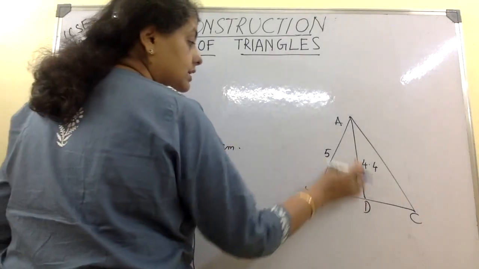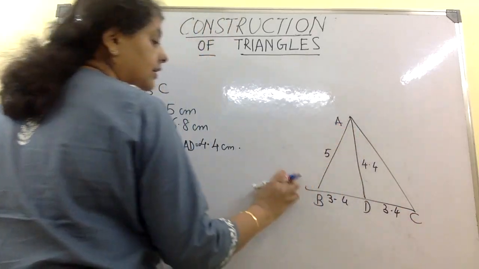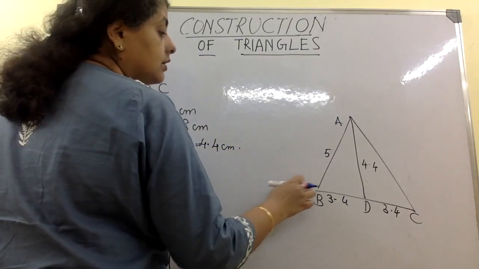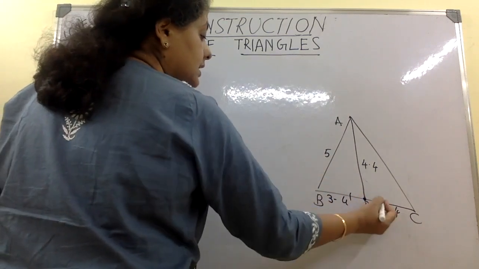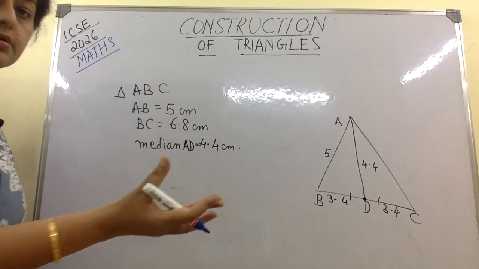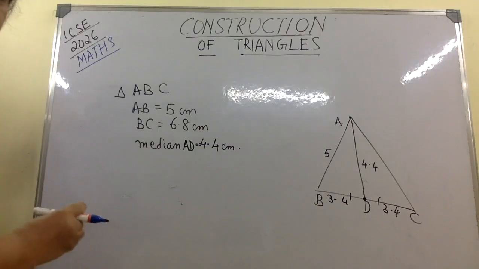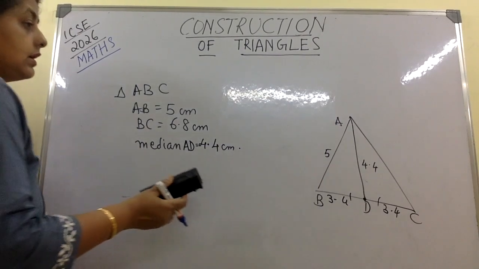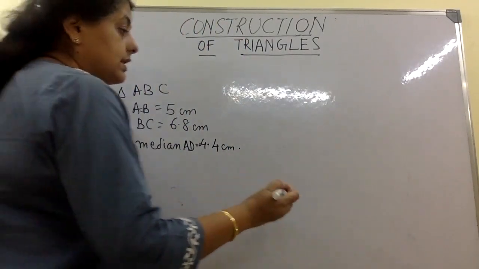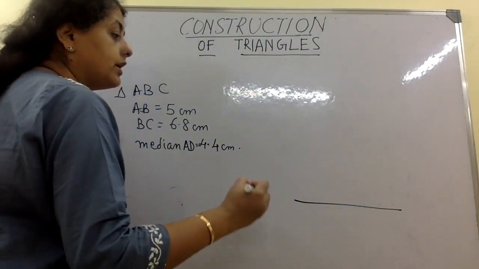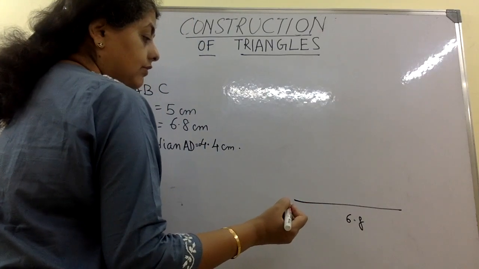Now, note here, if this is the median, then this is 3.4, here is 3.4. So, I have a small triangle here whose all three sides I know, because median is the line which bisects the opposite side. So, 6.8 becomes 3.4, 3.4. Now, what I will do is, I'll simply start with this baseline. I'll make it a 6.8 centimeter long line.